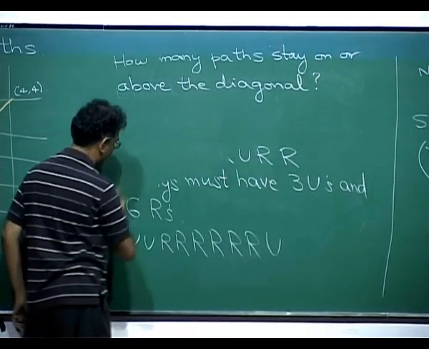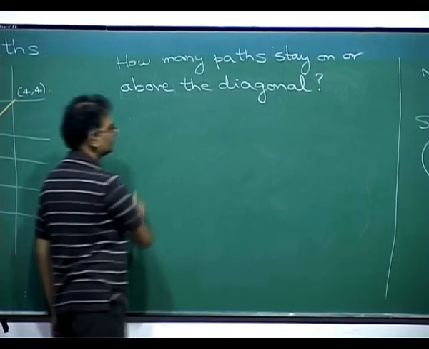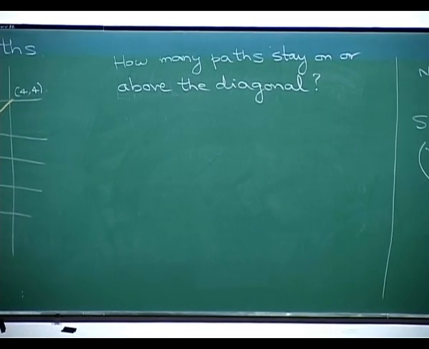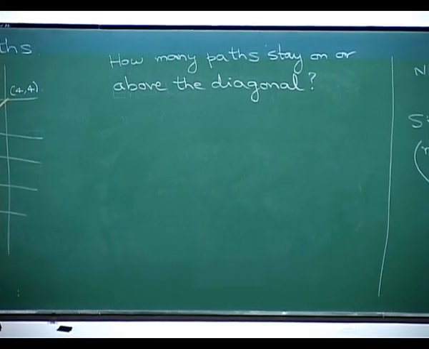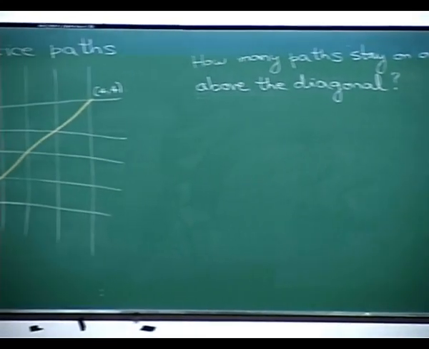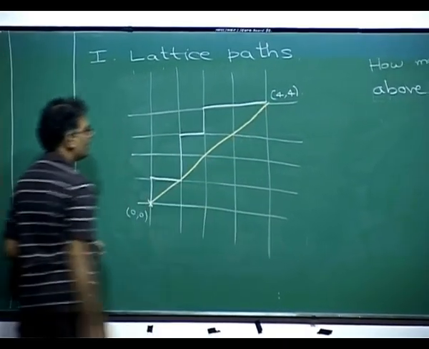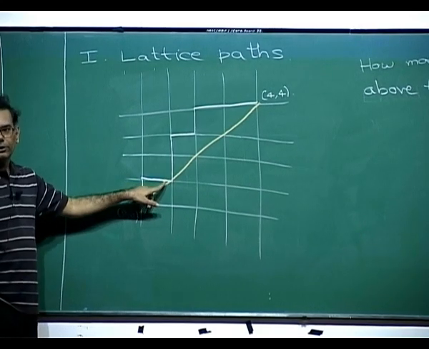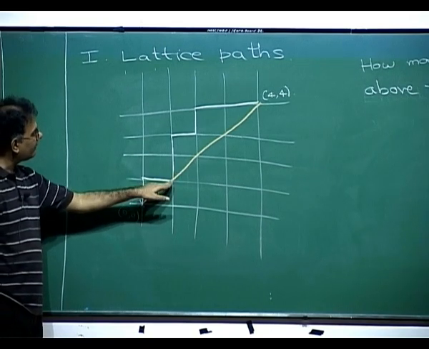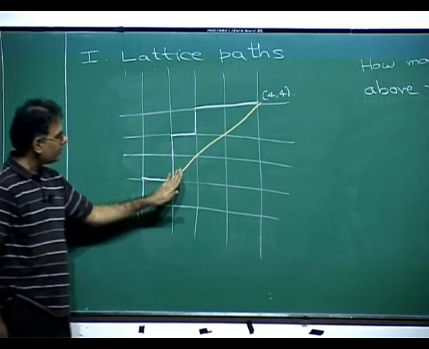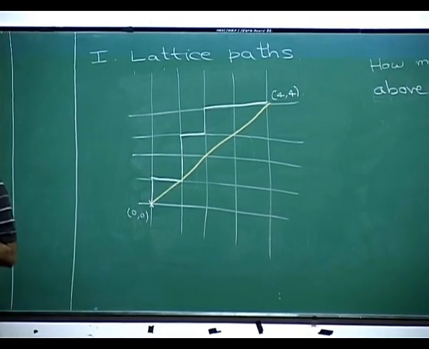Now this is a more interesting question, and not so simple to calculate. It's not clear how you would calculate this number of paths that stay on or above the diagonal. For example, here is a path. So that is a path. You are allowed to touch the diagonal. You are not allowed to come below it, right? The point can be on the diagonal, or it can be above the diagonal. But you should never reach this point or this point or this point or that point. You should not go to a point below the diagonal.